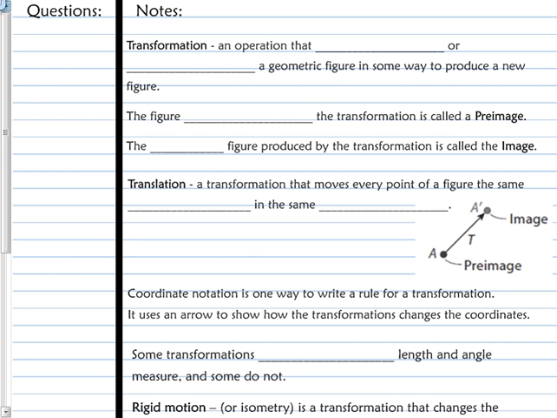A transformation is an operation that moves or changes a geometric figure in some way to produce a new figure. The original figure is called a preimage. The figure before the transformation is called a preimage. And then the new figure produced by the transformation is called the image.